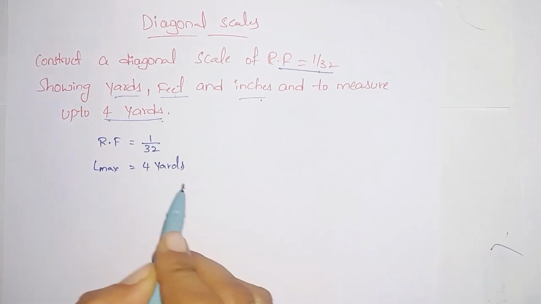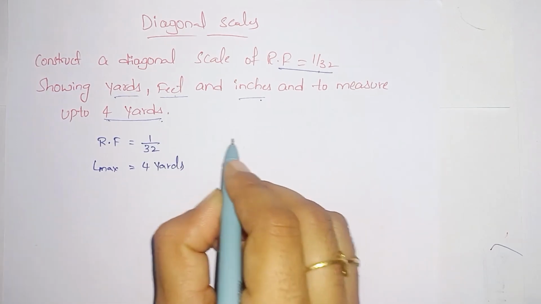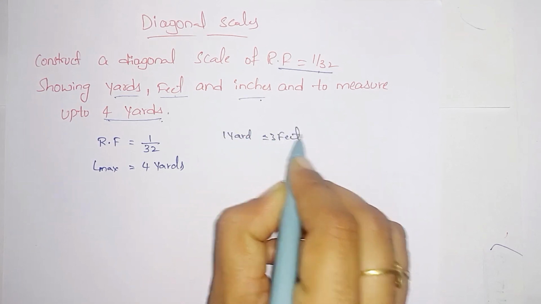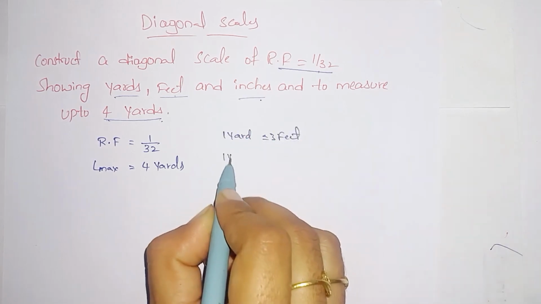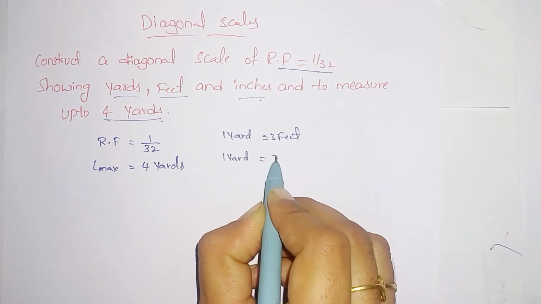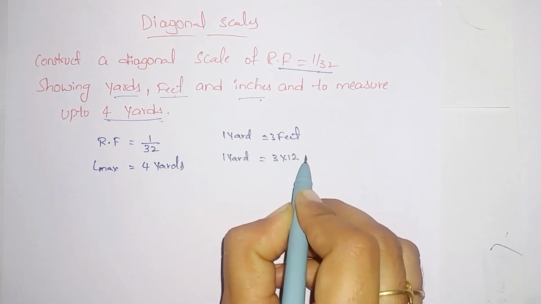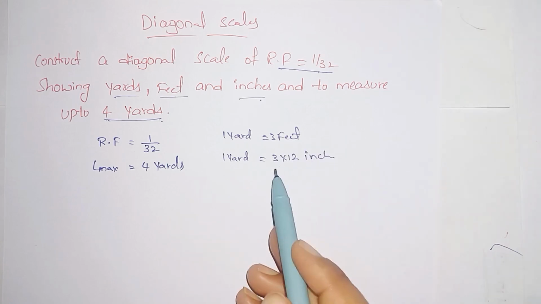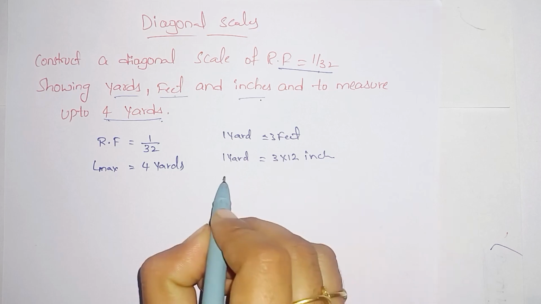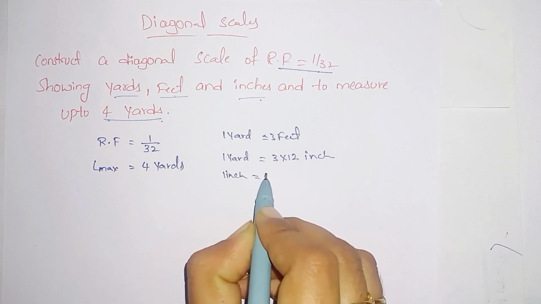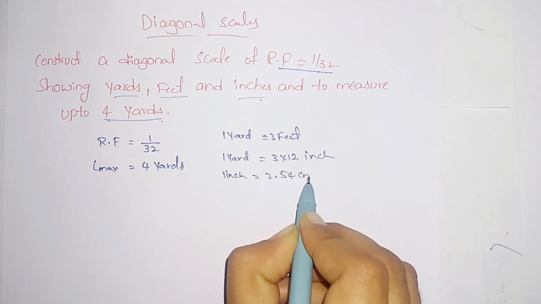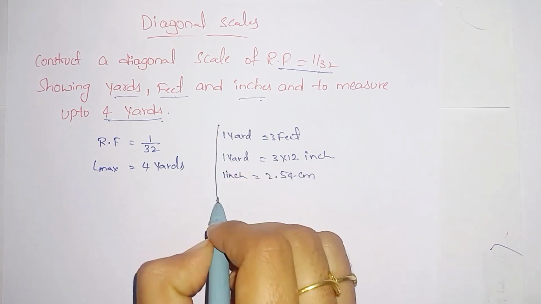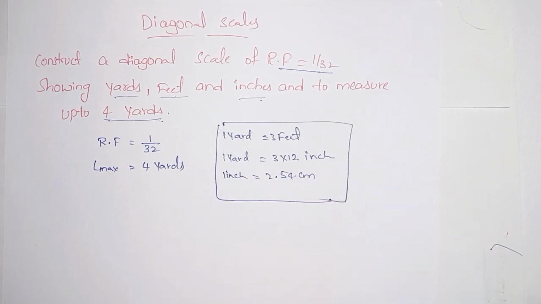But we need only centimeters. We know that 1 ad is equal to 3 feet. And 1 ad is equal to 3 into 12 inch, so 1 ad is equal to 36 inch. We have to write like this only, 3 into 12 inch. And 1 inch is equal to 2.54 centimeter. We have to follow the same rules and regulations.